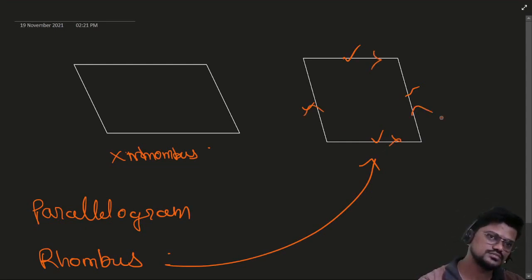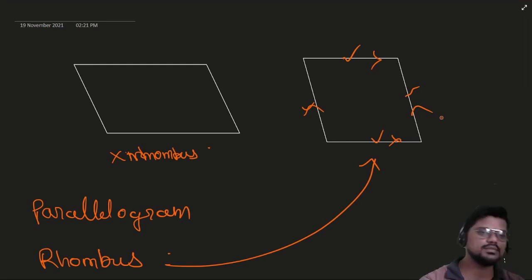Sir, the same happens with rectangle and square. Yes, sir, the same. All squares are rectangles, but all rectangles are not squares. All squares can be said as rectangles. But sir, how? Because a square can be said as a rectangle.